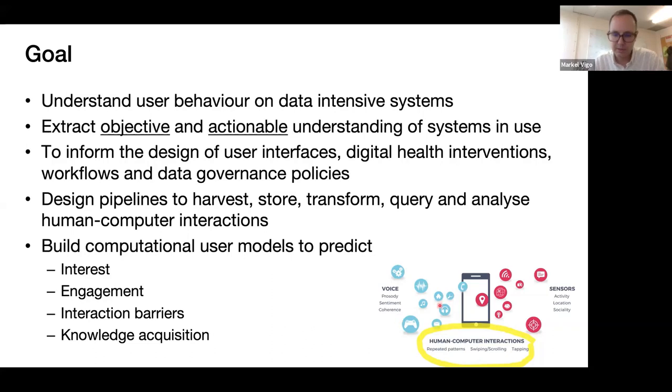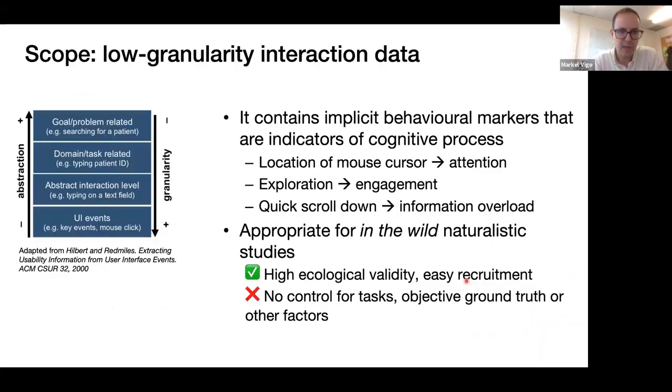So this picture at the bottom right, I mean, this is like the typical digital phenotyping picture you see everywhere, right? But my focus is on human-computer interactions, okay? I don't specialize in sensor-driven data. So let me set the scope of the work, okay?